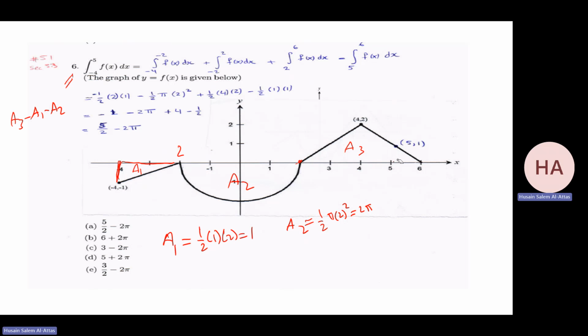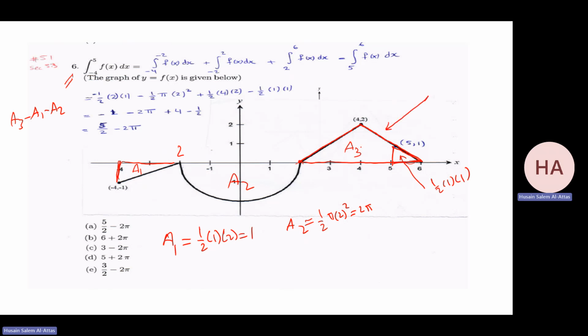Now it comes to A3. You can do it in two ways. You can think of it as the complete triangle minus this triangle. Or you can think of it, I want to do this part; you can make it complicated, with this a rectangle and this a triangle. Or as I said, A3 will be this triangle minus this one. This one is half times 1 times 1.